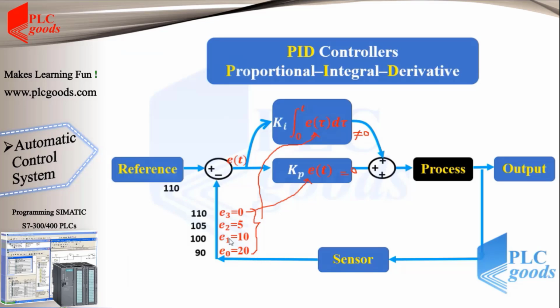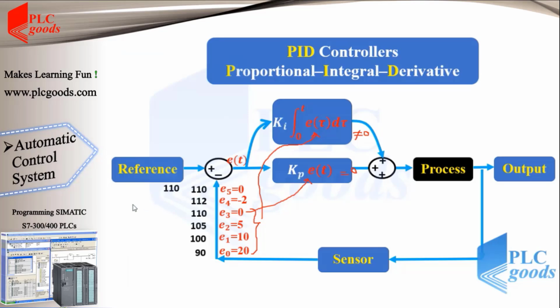So it causes the PV value to pass the SP value. For example, the PV value can reach 112 centimeters, which is greater than the SP value. But when the error is negative, the controller tries to close the inlet valve to decrease the water level and return the PV value to the SP value, which is equal to 110 centimeters.